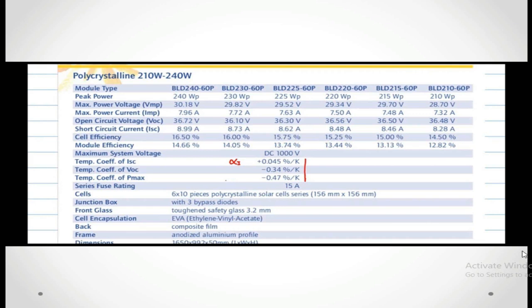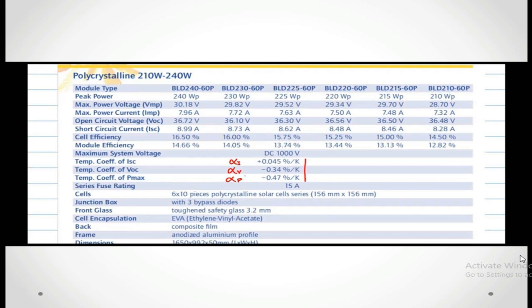Similarly, our temperature coefficient of open circuit voltage is denoted with alpha V, which is negative because it is minus 0.34% per degree Kelvin. And similarly, the temperature coefficient of maximum power is also negative, which is minus 0.47% per Kelvin. Okay, so that is denoted with alpha P here. Now let us try to understand how these three parameters ISC, VOC, Pmax are going to be affected with temperature.